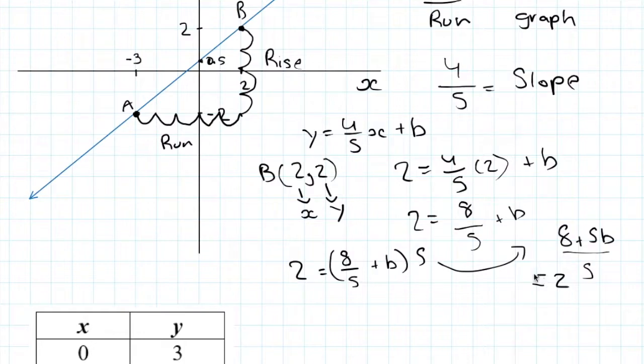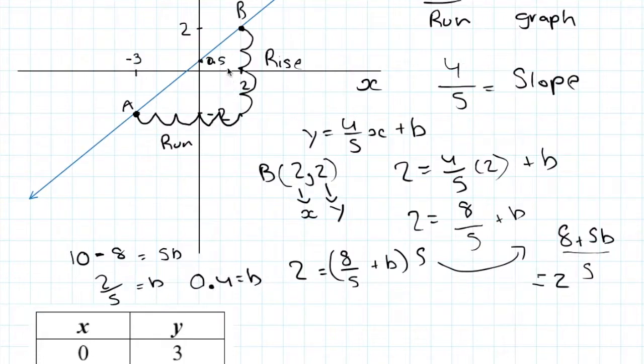After we solve this, we get 10 minus 8 is equal to 5b, and 2 divided by 5 is equal to b. And of course, let me just pull out my calculator. 2 divided by 5 is 0.4. So we can simply say that 0.4 is equal to b, or is the y-intercept.